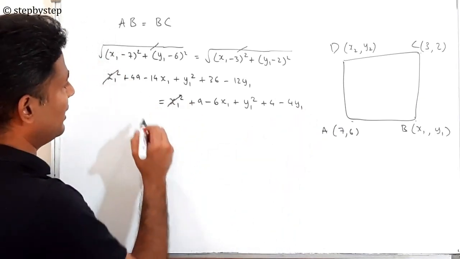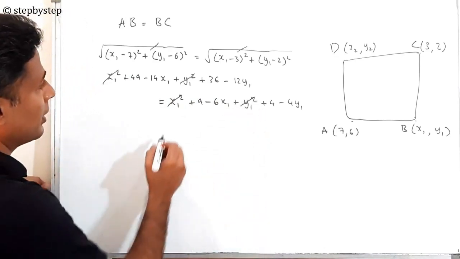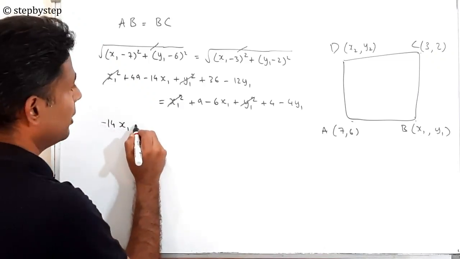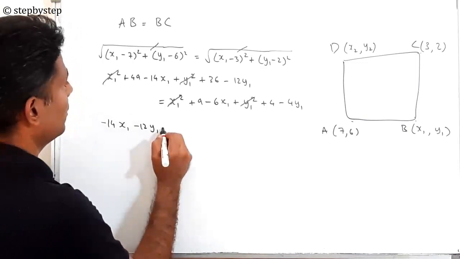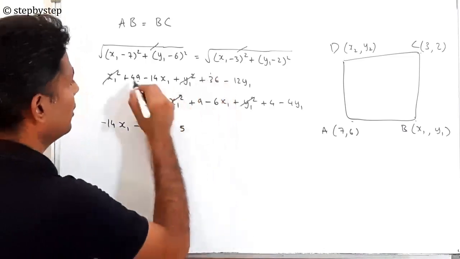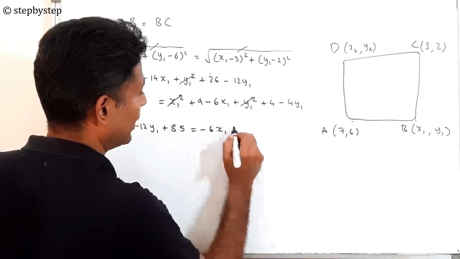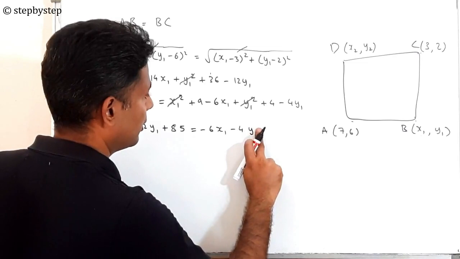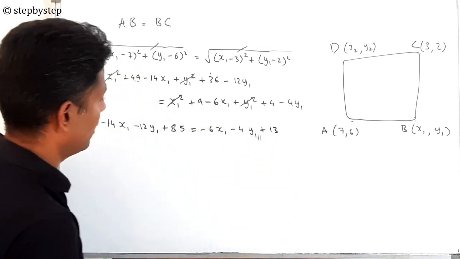So now what happens? x1 square will cancel, y1 square will cancel. Right? Now simplifying on this side, I get minus 14x1 minus 12y1 plus 49 plus 36, 9 plus 6, 15, 4 plus 4, 85, equal to minus 6x1 minus 4y1, then 9 plus 4, 13, right?